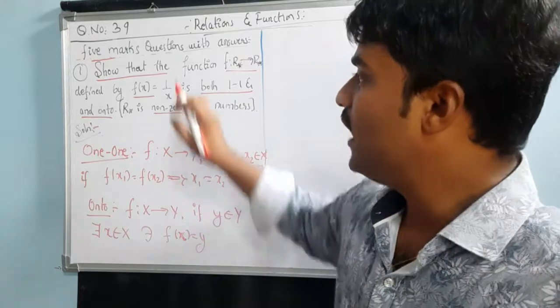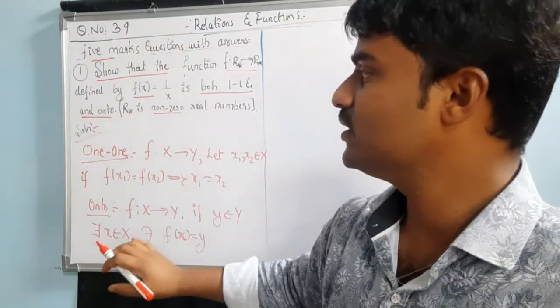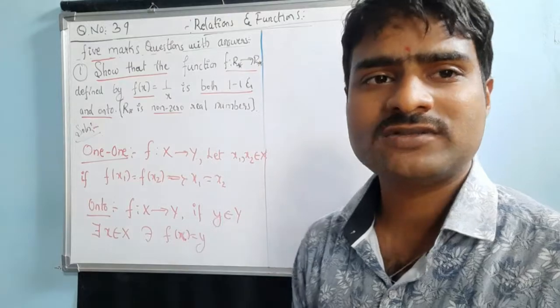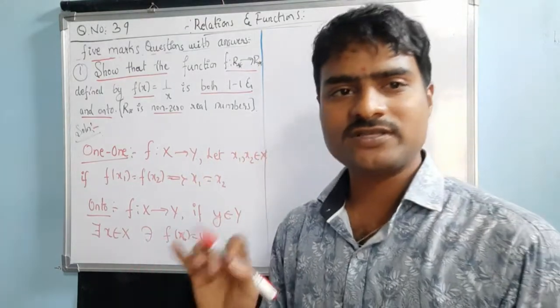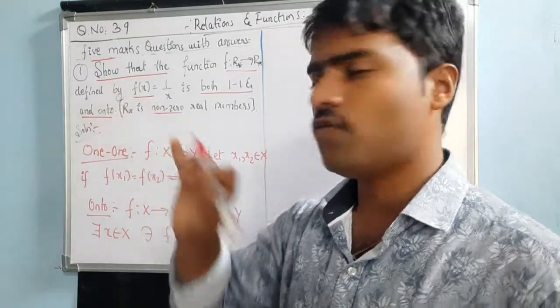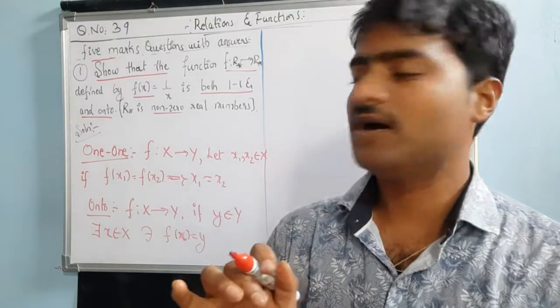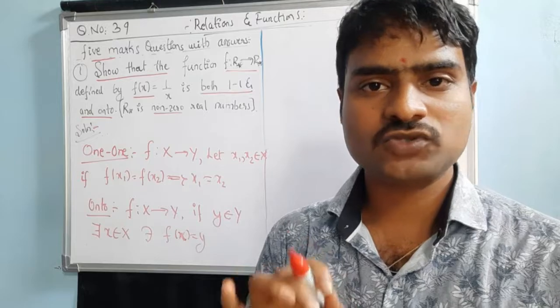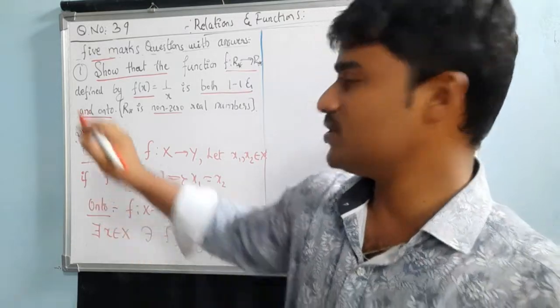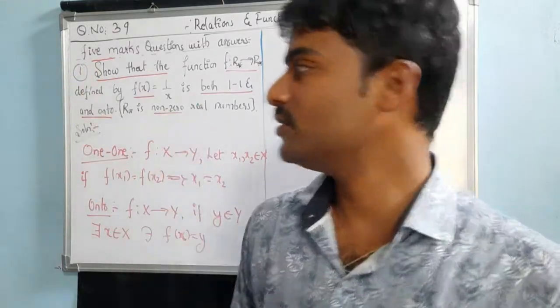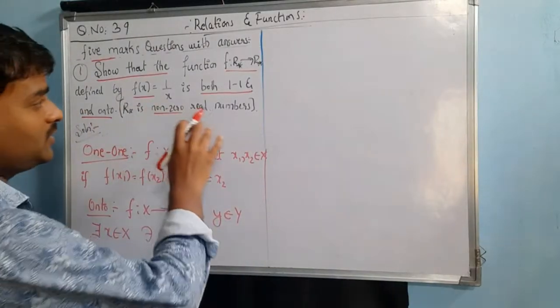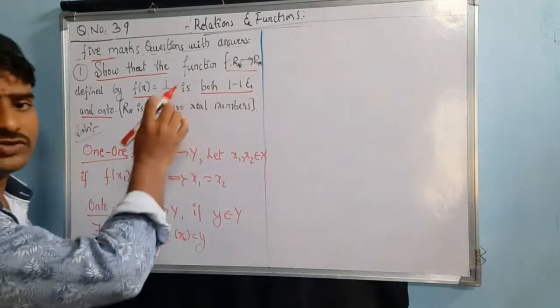I am discussing some of the most expected questions, and they are very easy questions. If you know the concept of one-one and onto, it is very easy to solve the question. Okay, so first I am discussing the first question. This is very important. It has been asked in many question papers.